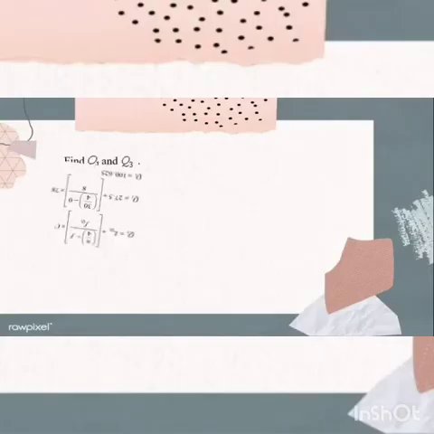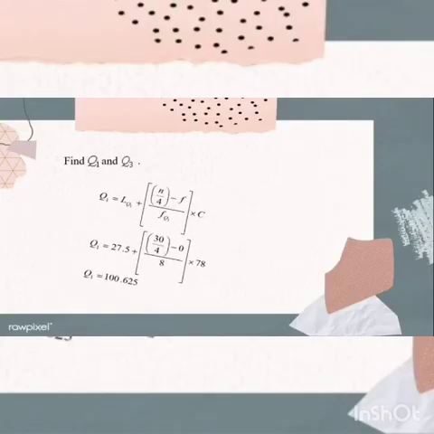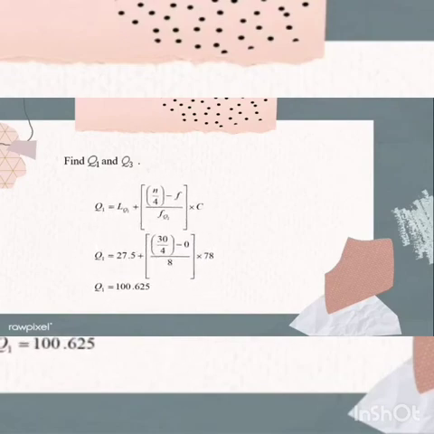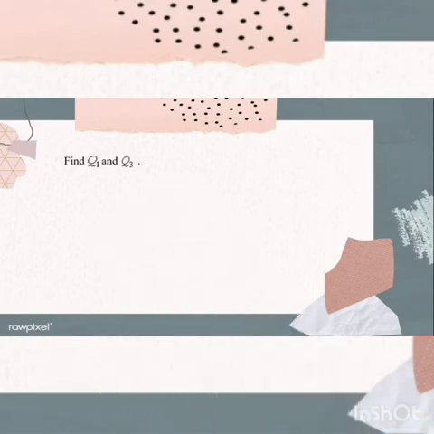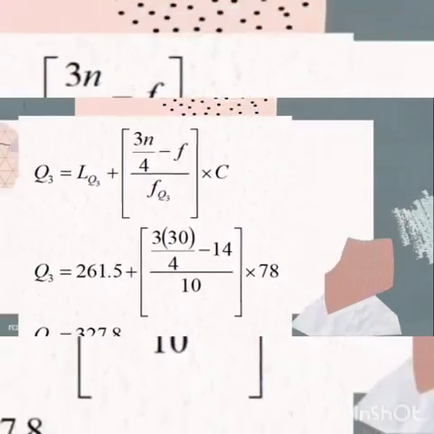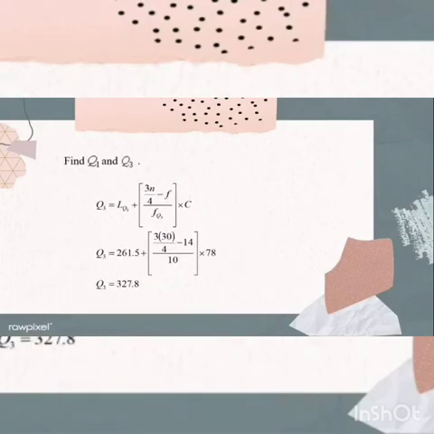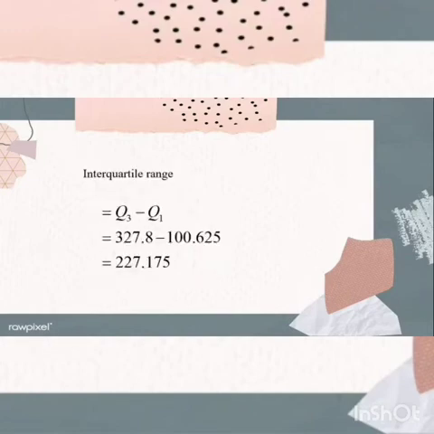Find Q1 and Q3. Q1 equals L plus n over 4 minus F divided by F times C, and we get 100.625. Q3 is the same as Q1, just different in 3n over 4, so it is equal to 327.8. Interquartile range is equal to Q3 minus Q1, that is 227.175. That's all. Thank you.